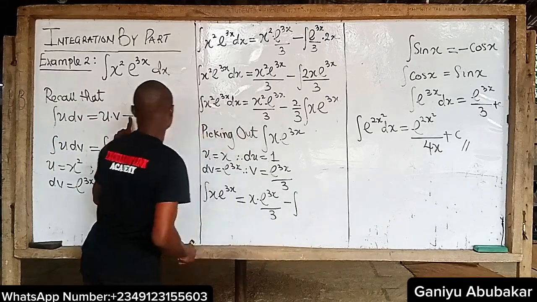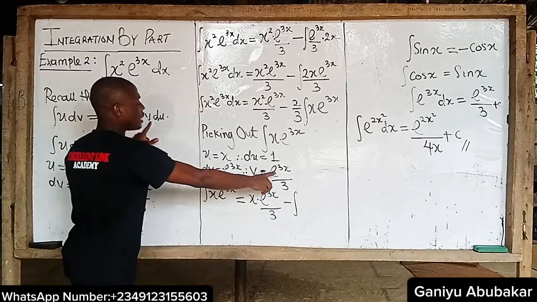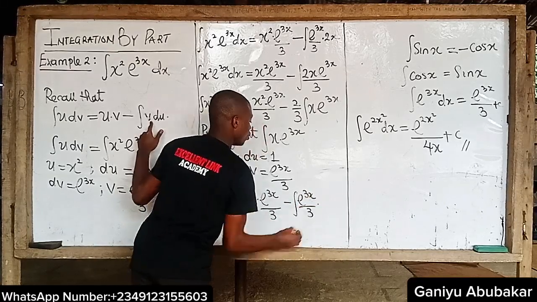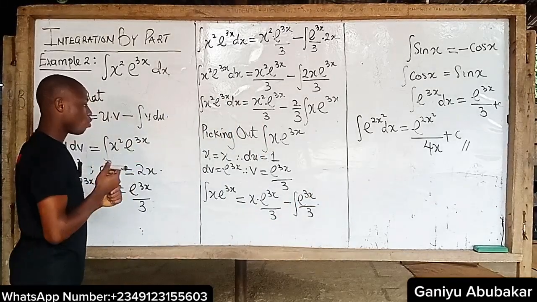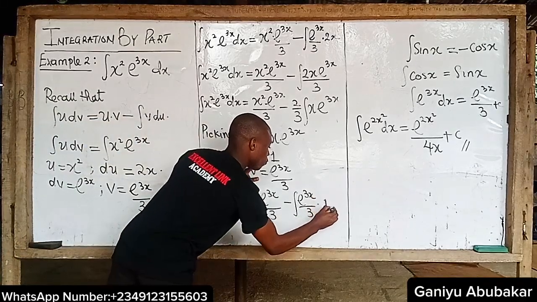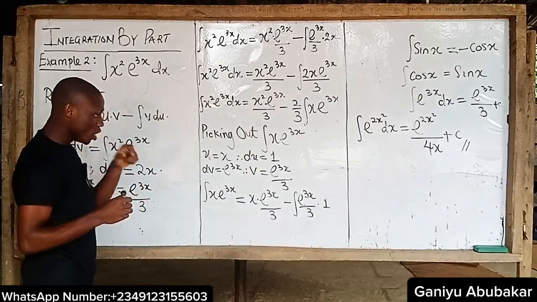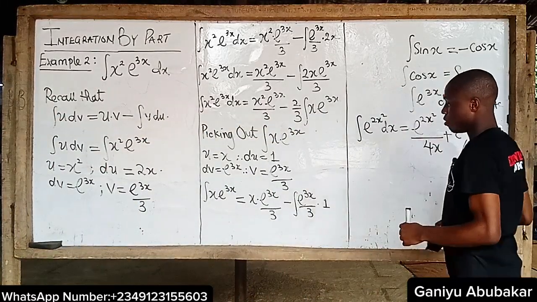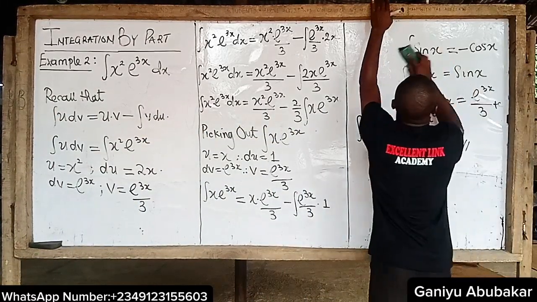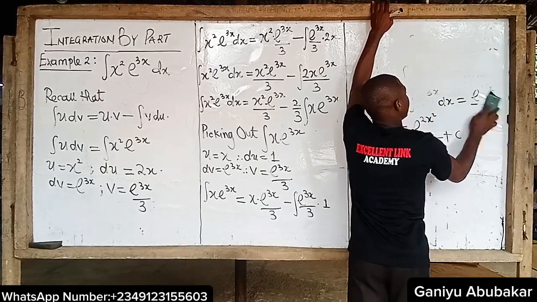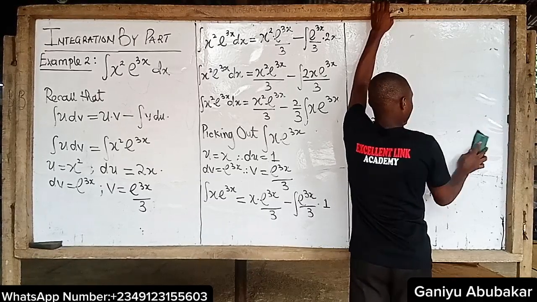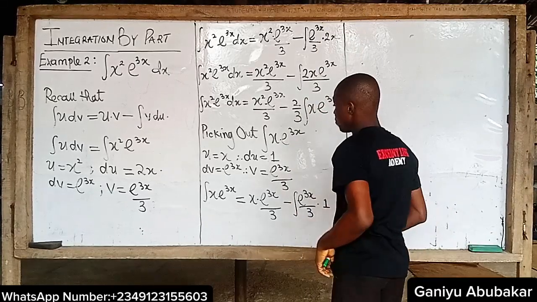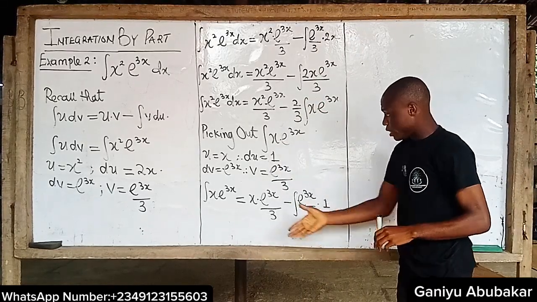Minus the integral. What's v? v is exponential 3x over 3. What's the u? Of course, the u is 1. I have 1 at this point. So from here, what's our next procedure? My next task from here now is to simplify this further.